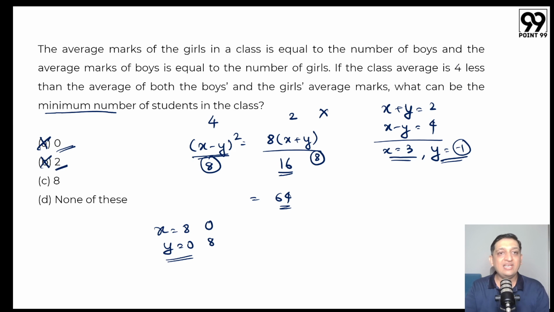It is 4 less than the average of both the boys and the girls that we have here, 0 and 8. And that is basically where we figure out that there are 0 boys or 0 girls in this particular class, but again there have to be some boys or girls in this class, so this cannot be our answer. So the answer here is going to be none of these. Now what if there were no options available? What would we have done here?